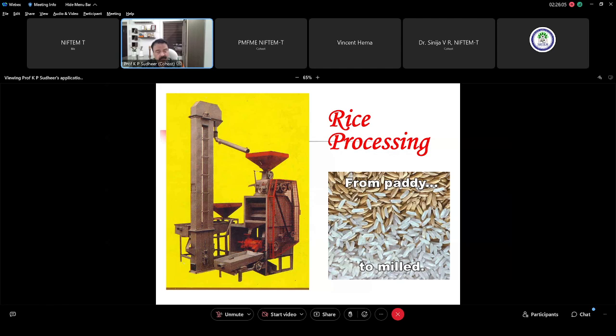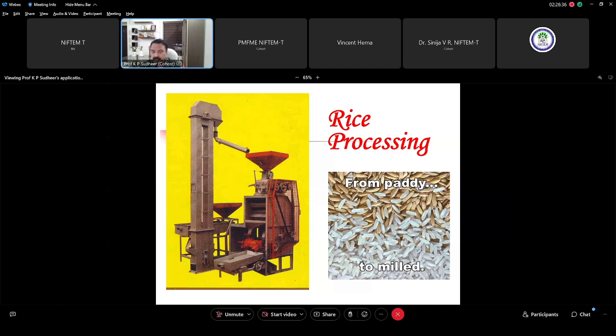So under the PMFME scheme, for individuals, we are giving up to 10 lakhs loan. And for groups, we are giving 35% of the total project cost to start the microprocessing segment. Okay. And then you may think, from where will we get the balance? The scheme is giving only 35%, but you can get more than 35%.